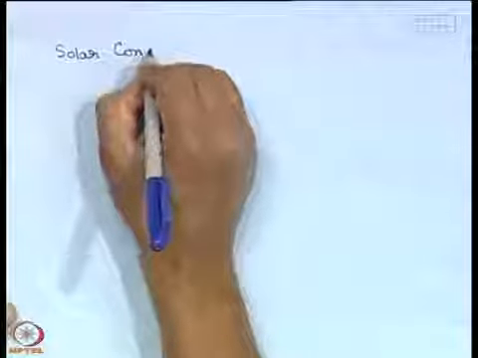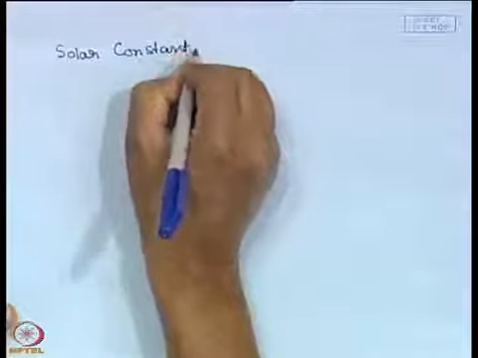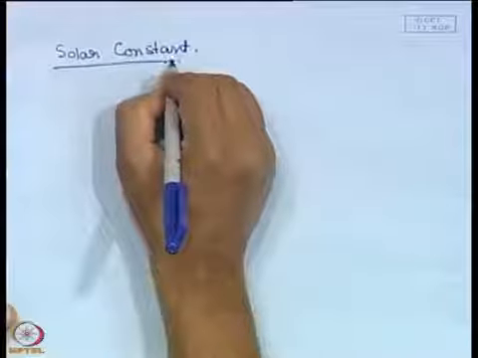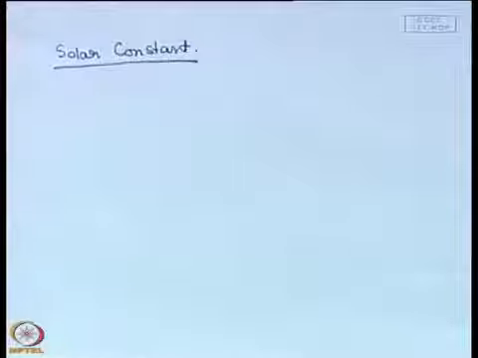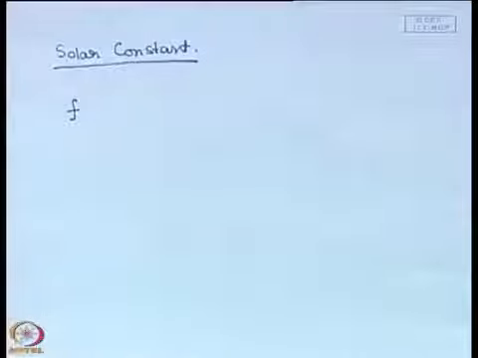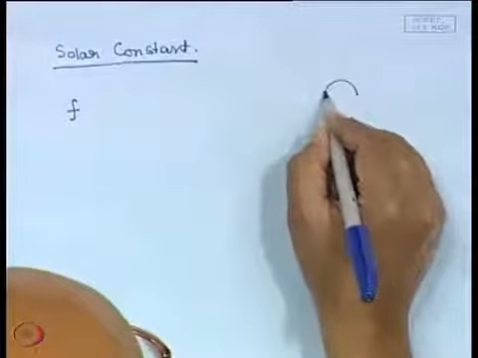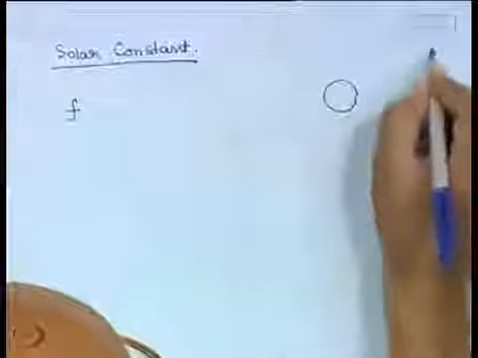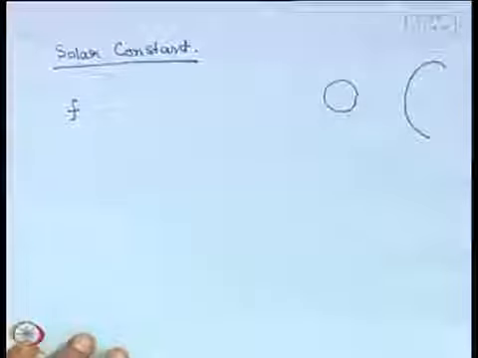So, let us start off our discussion of this radiation, which can be characterized by something that is called the solar constant. This is the quantity that can be directly measured. Let me just draw a cartoon picture here. This is the earth and this is the sun. Obviously, it is not to scale, and the radiation from the sun is incident on the earth.